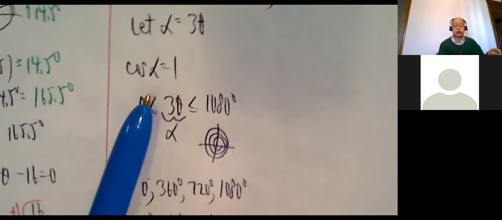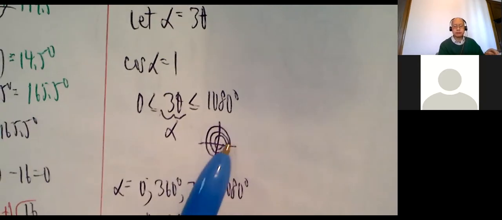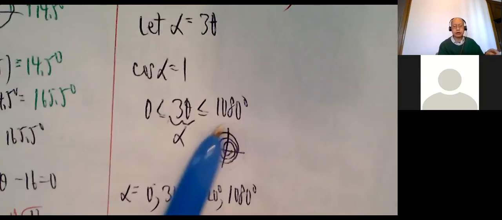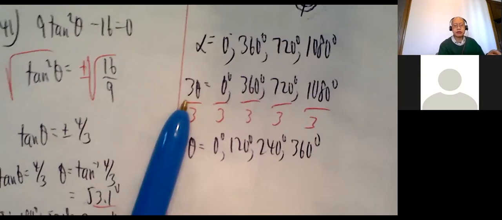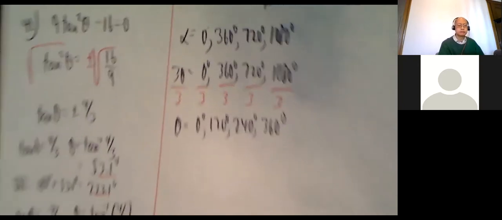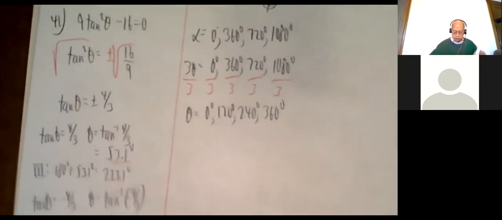Cosine alpha equals 1. X coordinate is 1. That's at the beginning, 0. Also 360, also 720, also 1080, going around a maximum of 3 times. Substitute back, that's 3 theta, divide them all by 3, and these are the angles that I have. Okay. Show you another one like that.